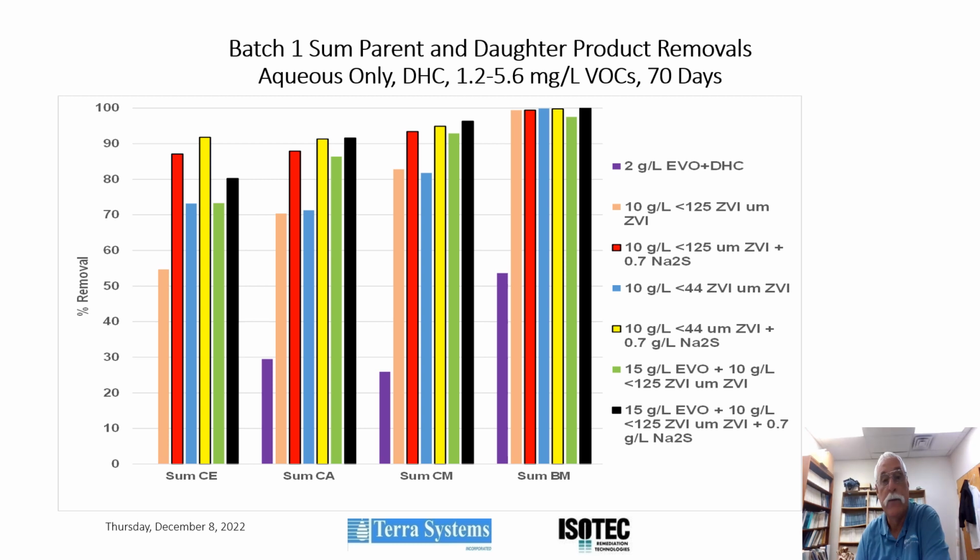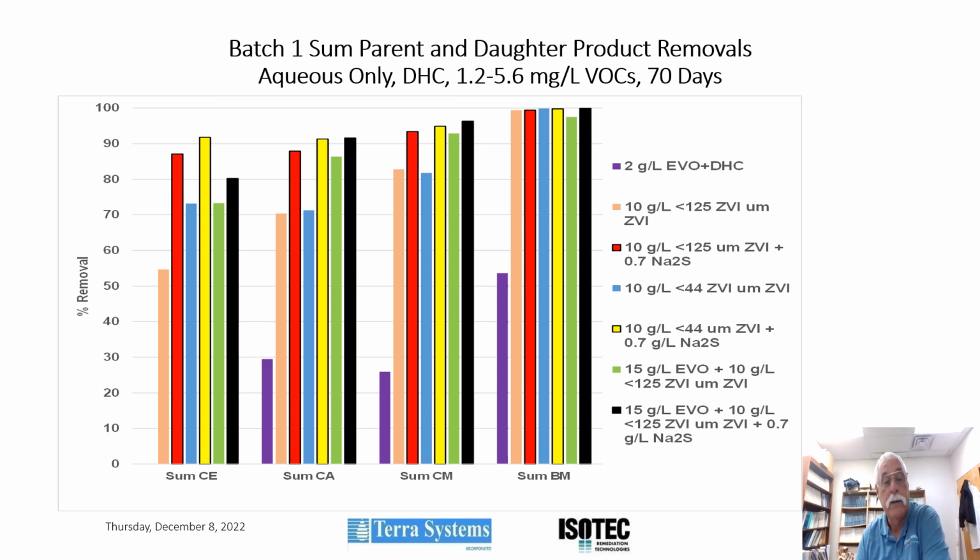This slide shows the percent removal of each class of contaminants for the different treatments. For the chlorinated ethanes, there was little evidence for biodegradation, purple shown on the left. With the less than 125 micron ZVI, the addition of sodium sulfide increased the sum of the chlorinated ethane removal from 55 to 87%. With the less than 44 micron ZVI, sodium sulfide increased the sum CE removal from 73 to 92%. So there's somewhat higher reactivity with the smaller ZVI particle.